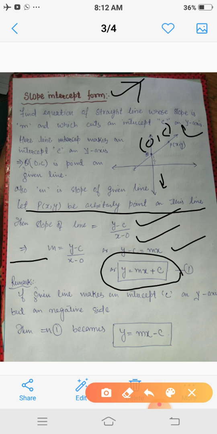So this is the required equation of the line whose slope is m and it makes an intercept c on the y-axis, but this intercept is on the positive side of the y-axis. If it cuts the y-axis at a distance of c units from the origin but from the negative side, then we have to simply replace c by minus c. Hence y equals mx minus c is the required equation of the line which cuts an intercept c on the negative y-axis and has slope m.